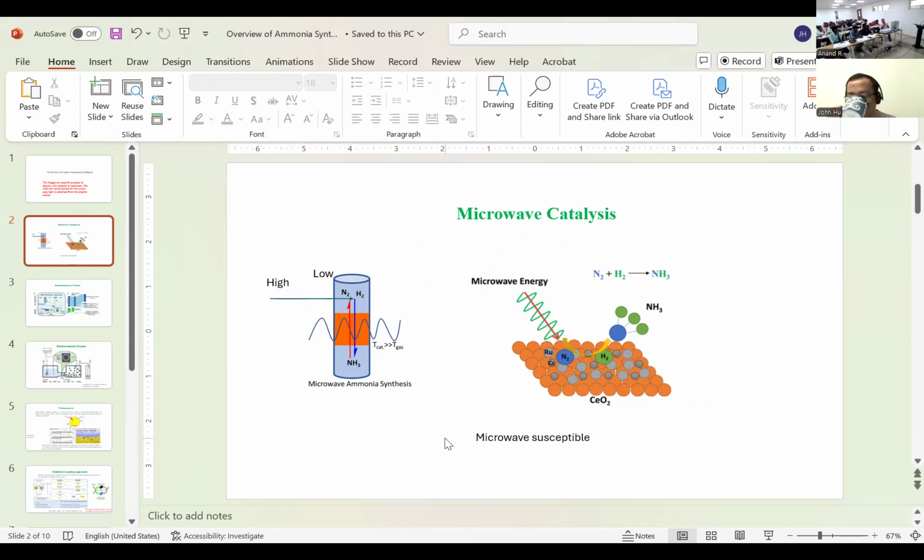Hello, sir. Hello. Go ahead. One question from microwave catalysis. Actually, in the microwave catalysis process, we are heating the catalyst with the aid of microwave heating, so that the catalyst alone gets heated. The gas is not heated. What I understand from your slide and your explanation is that microwave heating is only applied over the catalyst, not over the gas. So the gas is at normal temperature and the catalyst is at high temperature.